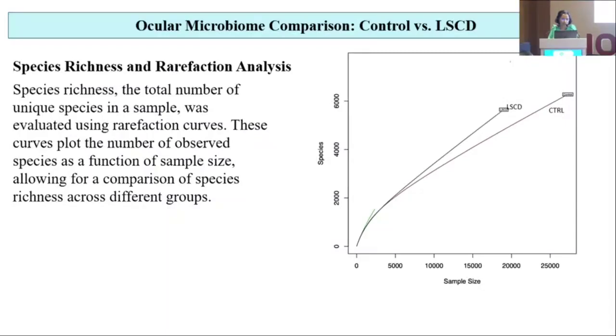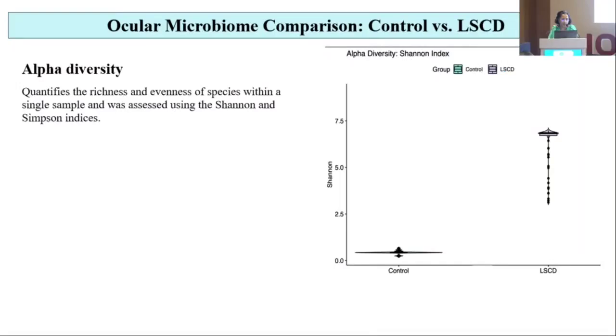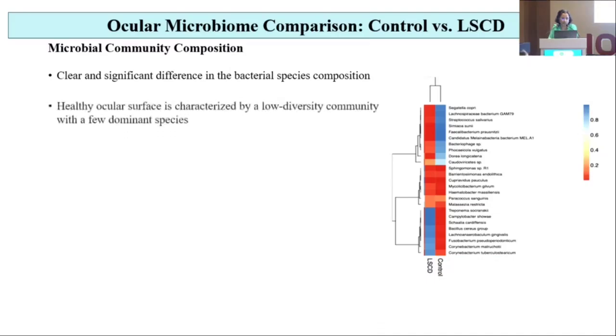So the species richness which we saw in patients of limbal stem cell deficiency was much higher than the control group, and the diversity was also more. There were more genera and phyla isolated from patients of limbal stem cell deficiency than we saw in the controls. These are the heat maps generated from the microbial flora. There was a clear and significant difference in the bacterial species composition.